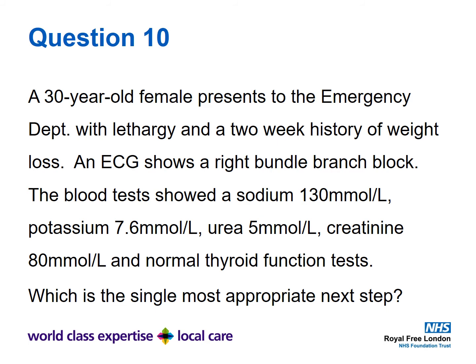Question 10. A 30-year-old female presents to the emergency department with lethargy and a 2-week history of weight loss. An ECG shows a right bundle branch block. The blood test showed a sodium of 130 millimoles per litre, potassium 7.6 millimoles per litre, urea 5 millimoles per litre, and creatinine 80 millimoles per litre. There were also normal thyroid function tests. Which is the single most appropriate next step?